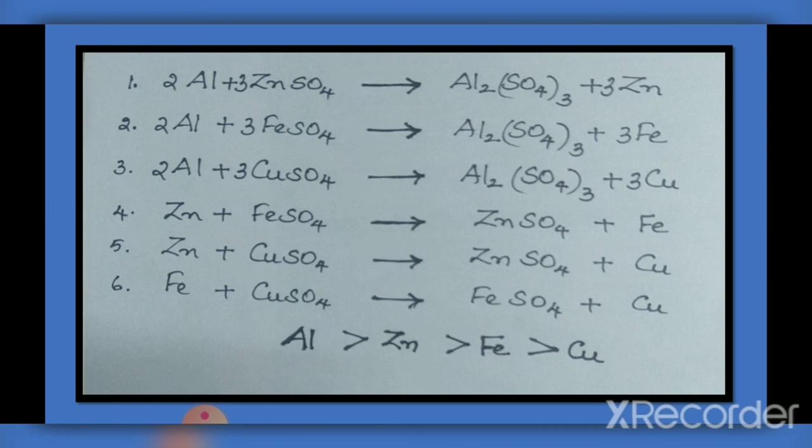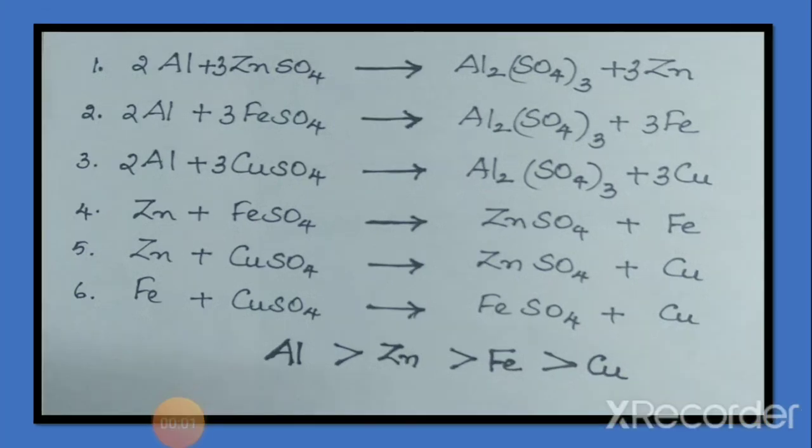Consider the second equation. Here, the pale green color of ferrous sulfate solution changes to colorless due to the formation of aluminium sulfate solution. A deposit of iron will also be obtained. Now consider the third equation. Here, the blue color of copper sulfate solution changes to colorless due to the formation of aluminium sulfate solution. A reddish brown deposit of copper is also obtained.